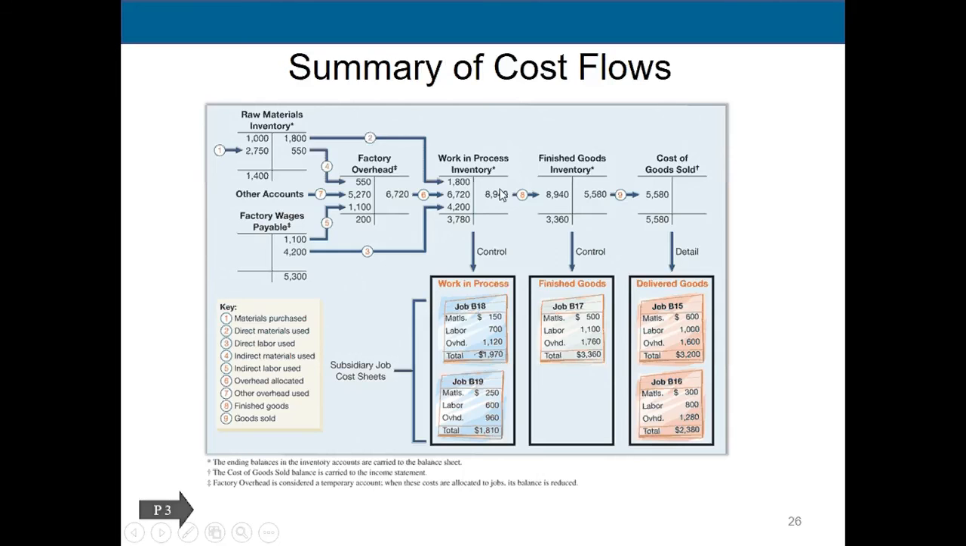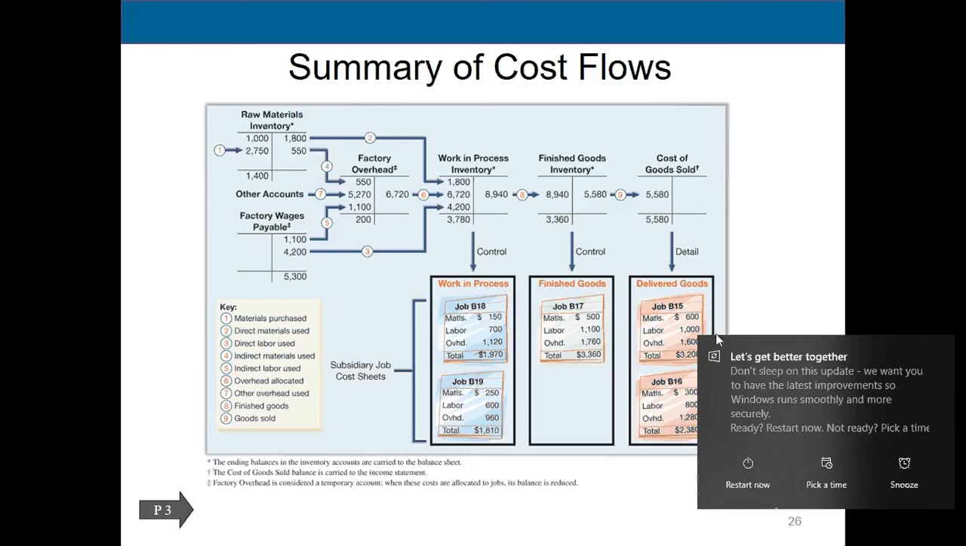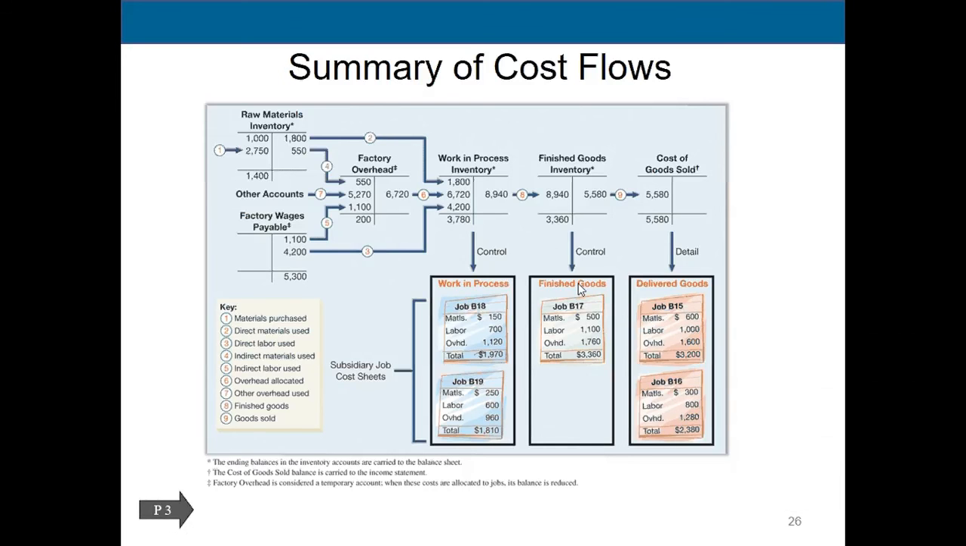Expanded summary of cost flows. Again, we've kind of seen all this. We just saw this on the prior slide, but now we have detail. We have detail about all this because we can see how much is in job B18, how much is in 19, how much is in 17, 15, 16. Why is it important? Again, it's important because I need to know how much I should sell job B17 for.